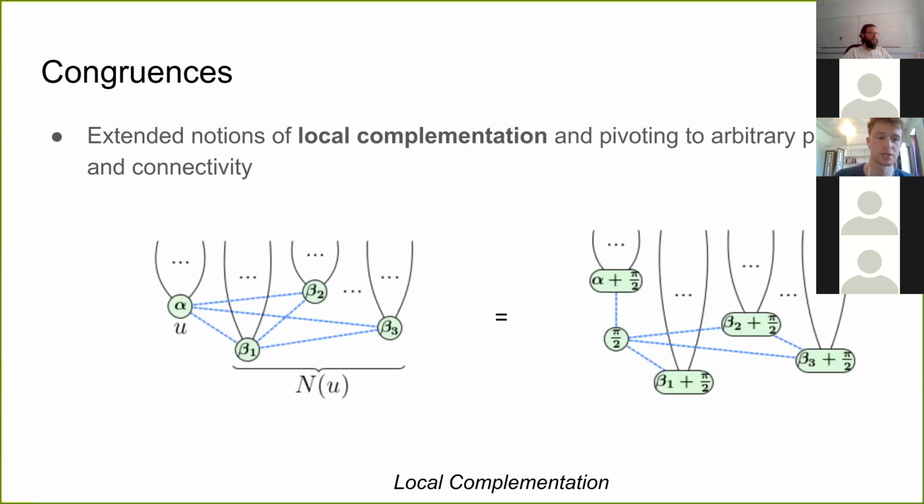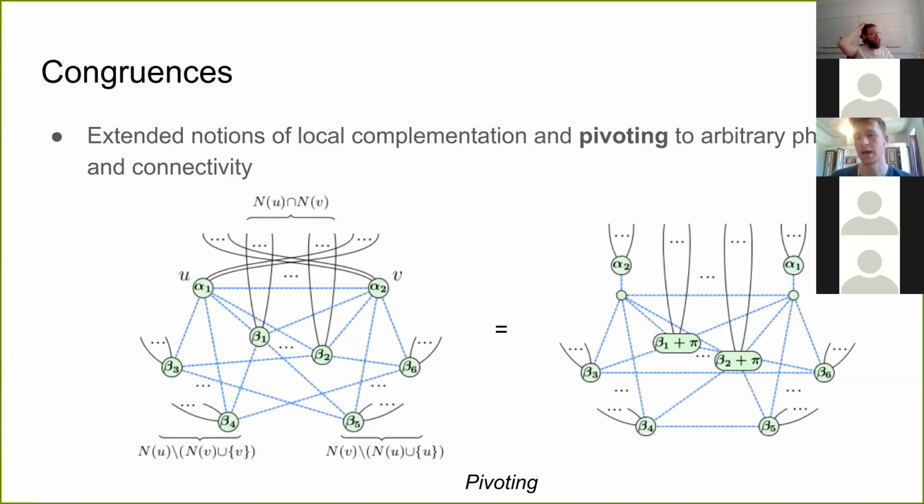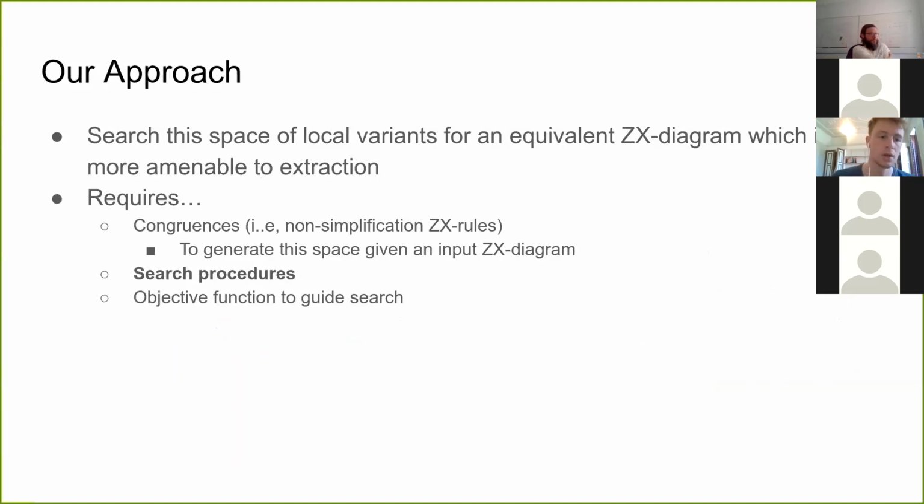So for congruences, we just extend the notions of local complementation and pivoting that are used in previous optimization techniques. Without going too much into detail, I have them here for completeness, but we basically define two congruences that apply for arbitrary phases in connectivity, based on both local complementation and pivoting. And these are the rules that we're going to use to generate the space of equivalent ZX diagrams. Then we need search procedures or optimization techniques to search this space.